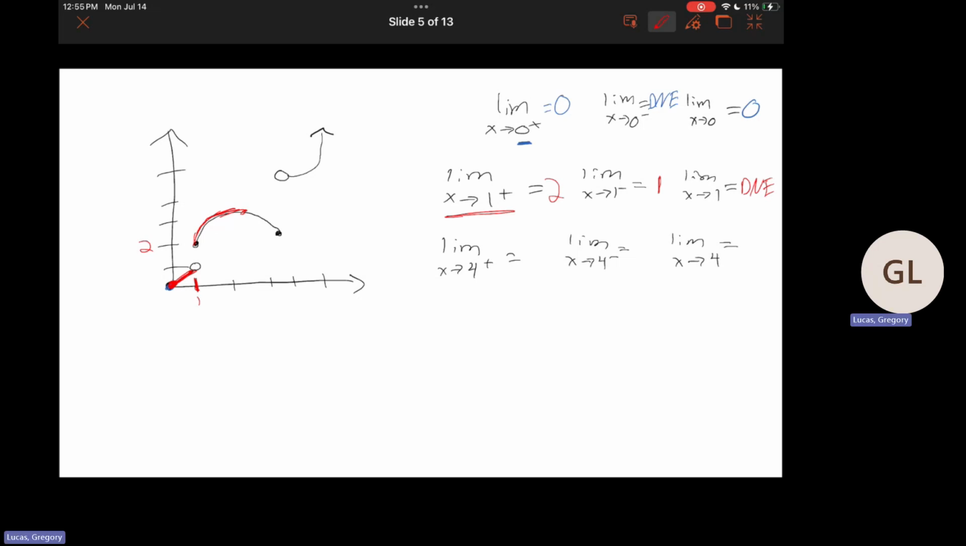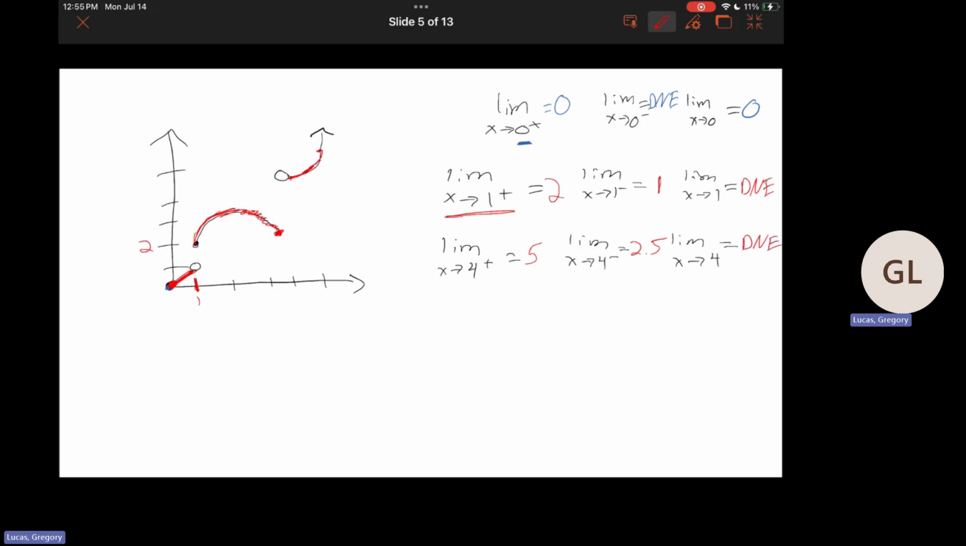Right. So now let's look at 4. From the right, pick somewhere to the right of 4, and then we head to this point. So 4 is about 5 from the right. And then if I go from the left now, so somewhere to the left of x equals 4, the y value, we'll say is about 2.5. You said 2 or 3, doesn't have to be perfect here. That's okay, as long as it's in that range, whatever this point is here. And then they don't match again, so it does not exist.